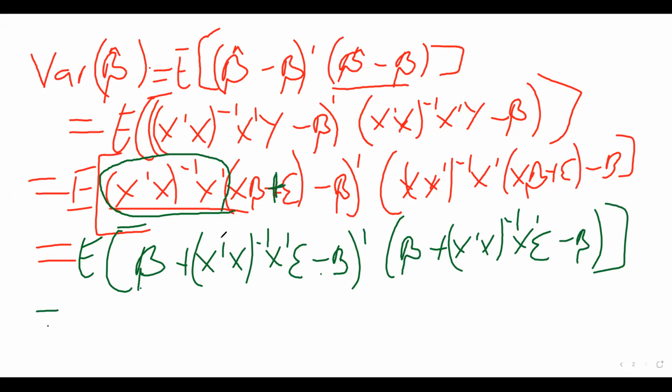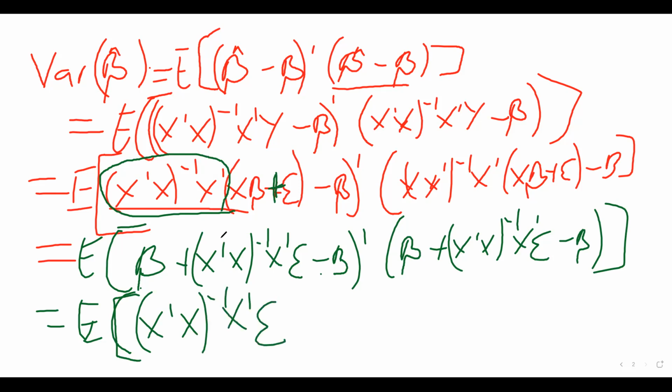So this means that we are left with expected value. Okay, now it's getting smaller. Curly bracket, (X'X) to the power negative 1 X'epsilon. That's the first one, which of course has a prime, so let me put a prime there. Then there's the same thing, which is (X'X) to the power negative 1 X'epsilon. That one does not have any prime.